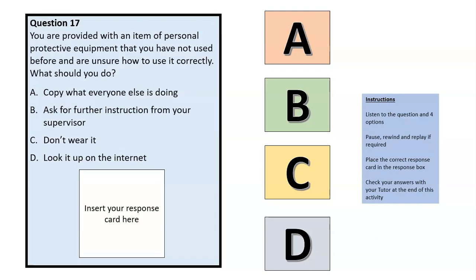Question 17. You're provided with an item of personal protective equipment that you've not used before and are unsure how to use it correctly. What should you do? A. Copy what everyone else is doing. B. Ask for further instruction from your supervisor. C. Don't wear it. D. Look it up on the internet.